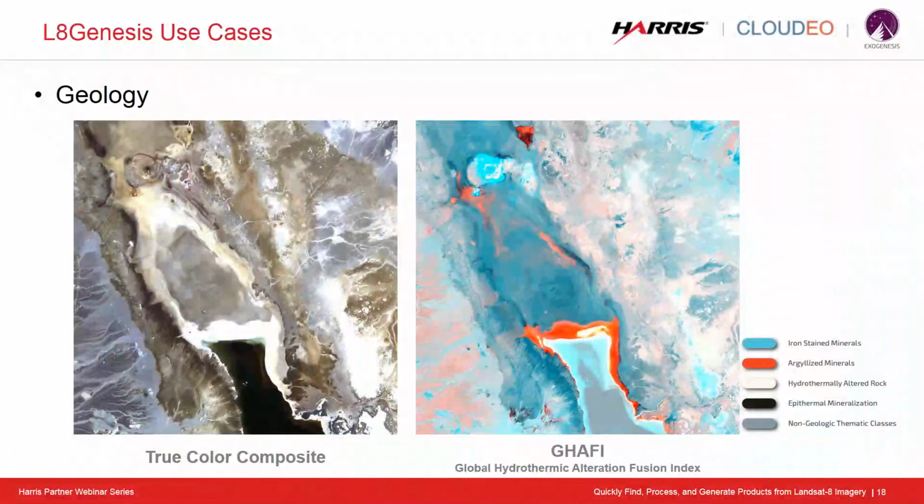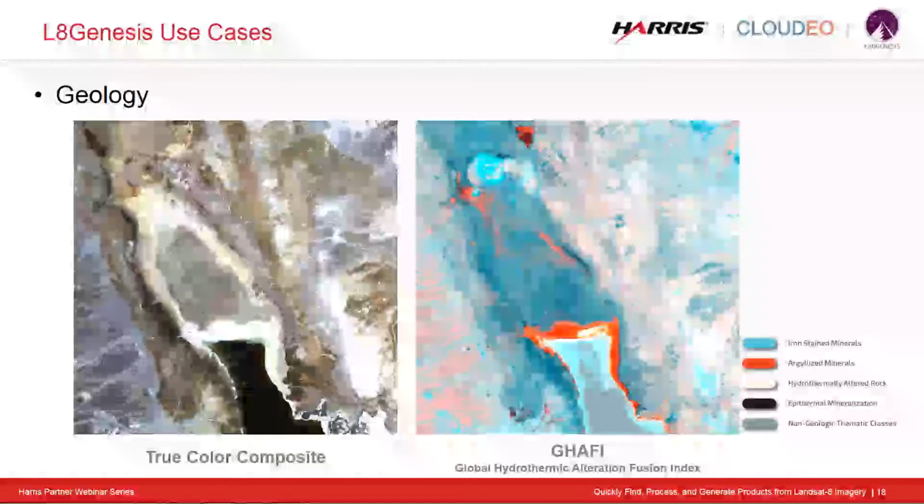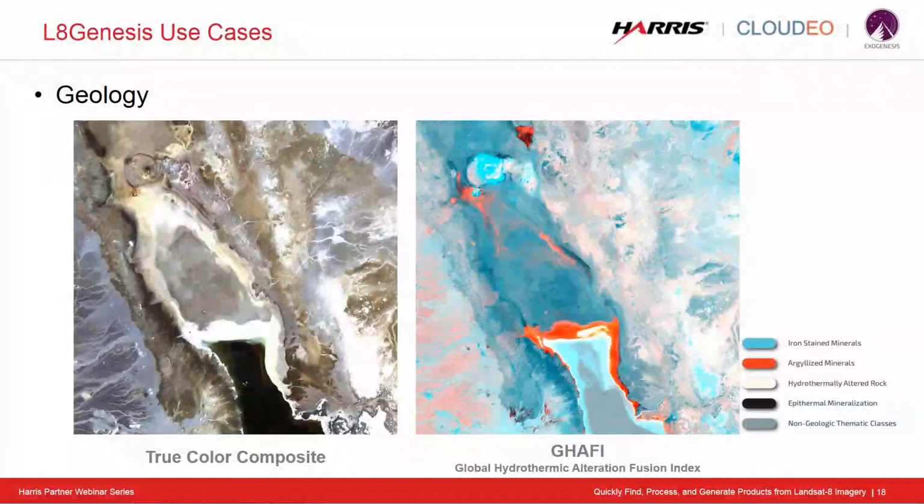The last example we have is the GAFI, which is the Global Hydrothermal Alteration Fusion Index. The GAFI is designed to efficiently detect and characterize iron-stained minerals, argillized minerals, hydrothermally altered rock, and epithermal mineralization. It does a pretty good job of distinguishing those features from other thematic classes in an ordinary geologic background. This particular image was taken in Dallol, Ethiopia, and provides a really good example of this particular index.